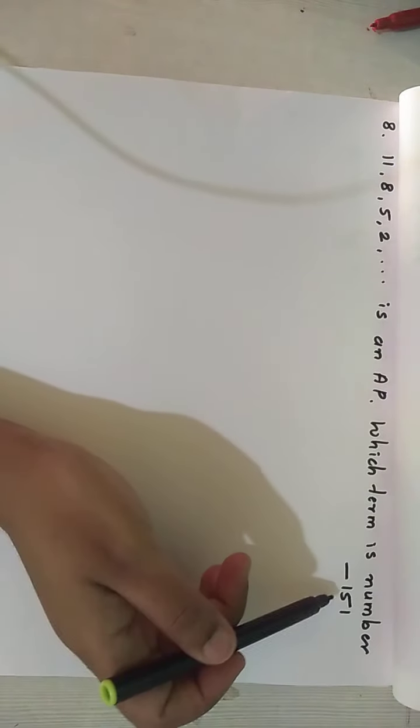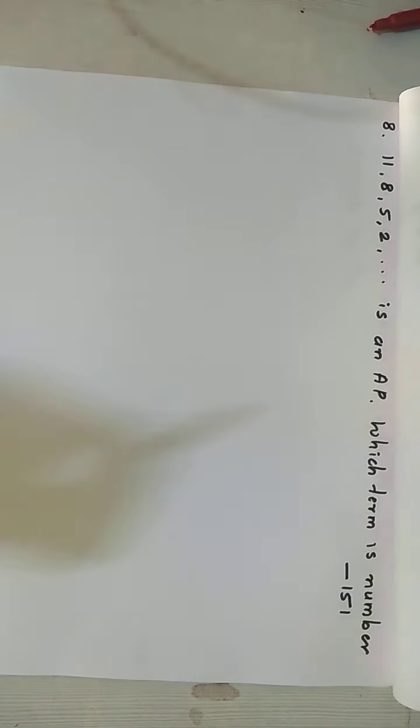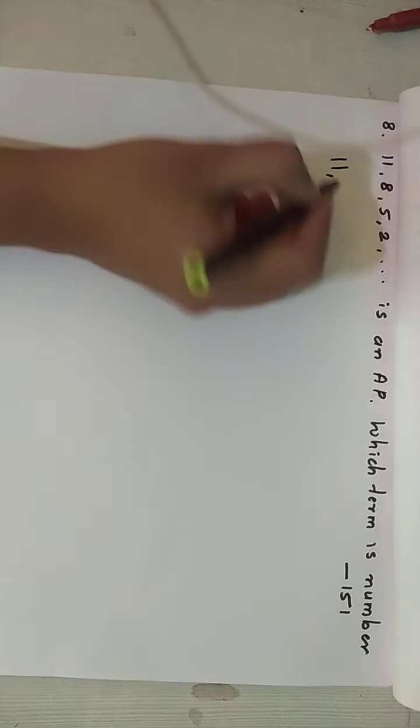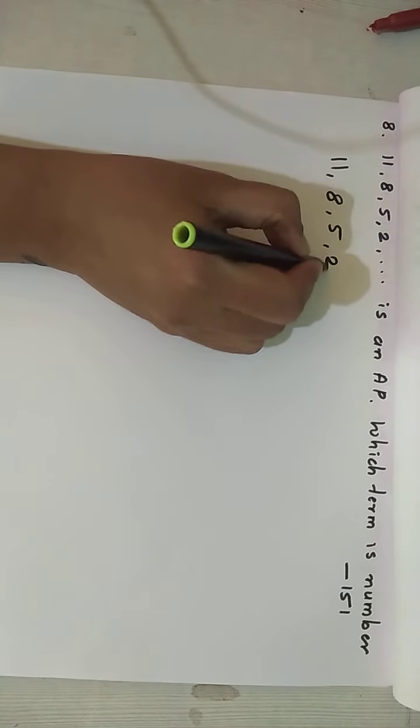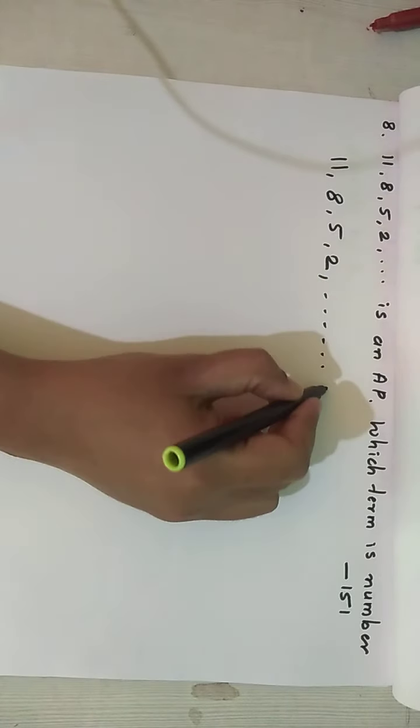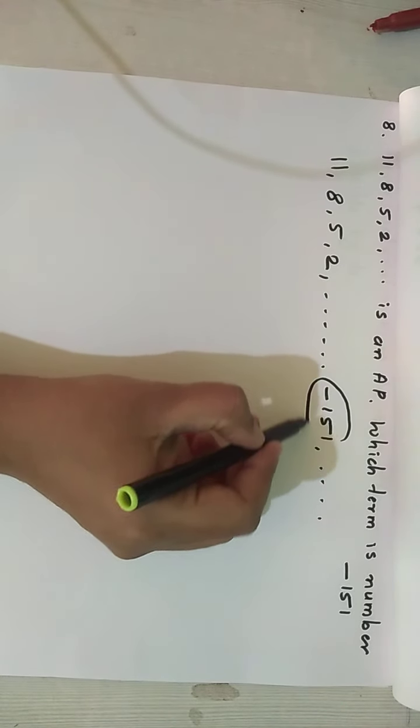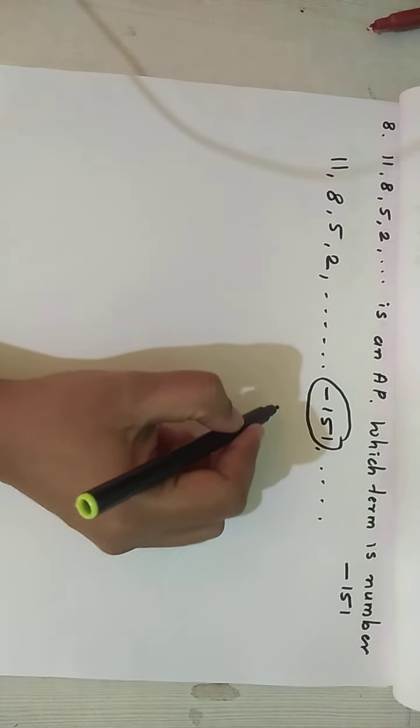Now we start with the next sum, that is the 8th sum of this exercise, which says an AP is given. 11, 8, 5, 2 is an AP, and you have to find out that in this AP minus 151 is present, but at which position? You have to find out the term number of this minus 151. So you have the AP 11, 8, 5, 2, and so on, and minus 151 is somewhere present over here. You have to just find its position number.